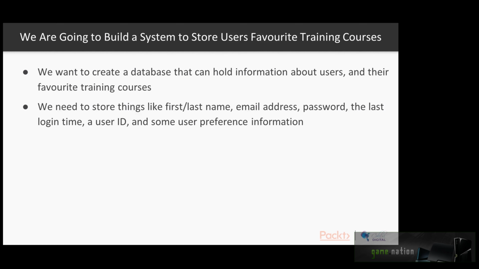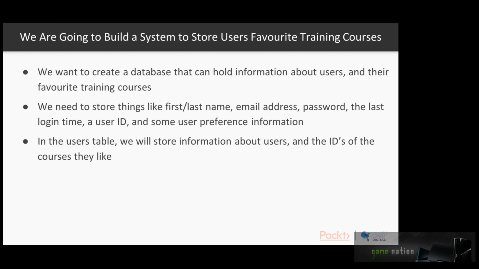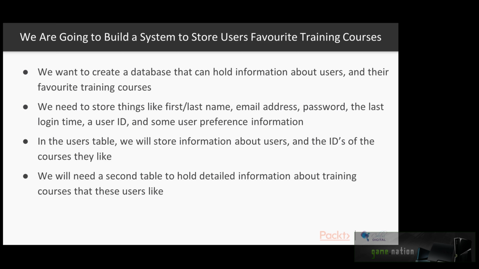And we need to store things like first name and last name, of course, email address, password for them to log in, the last login time as an epoch, a user ID, and some user preference information. A user table will store information about users and the IDs of the courses that they like. And we're going to need a second table to hold detailed information about training courses that users like.